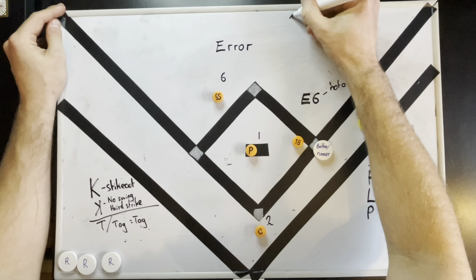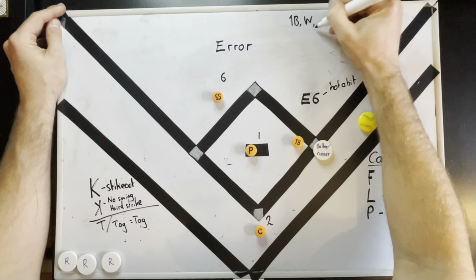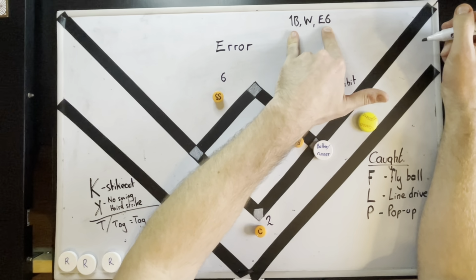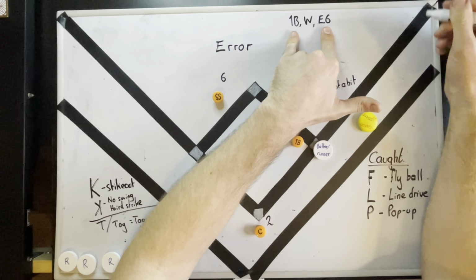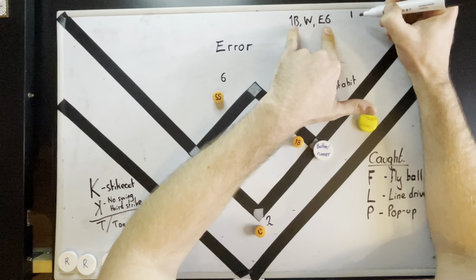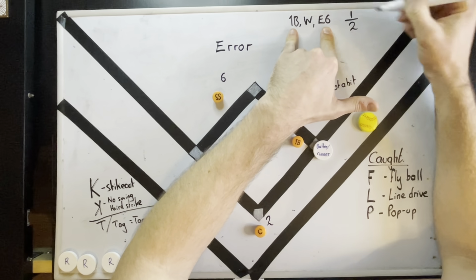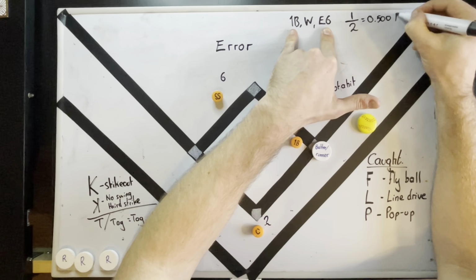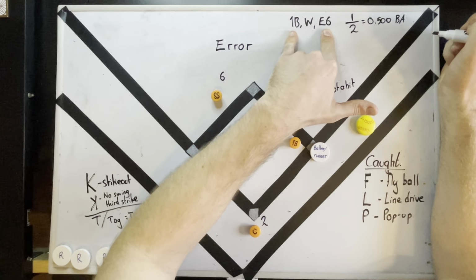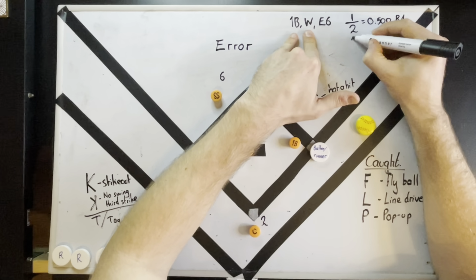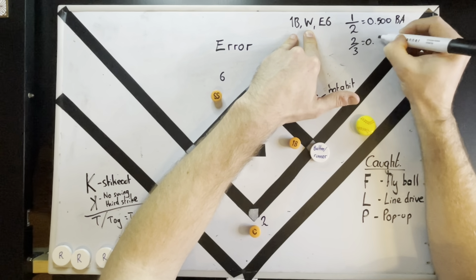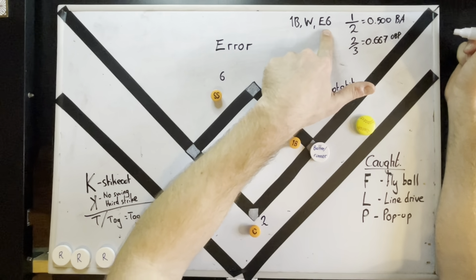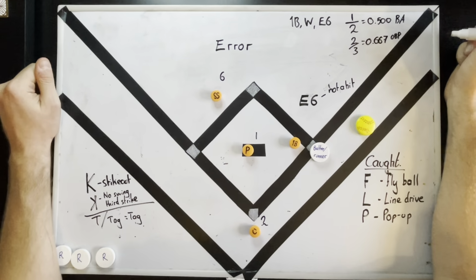So if I got a first base, a walk, and an E6, these two here would count towards my batting average. So I get 1 hit out of 2, because the walk doesn't count. In this case, my batting average would be 0.500. My on-base percentage would be 2 out of 3, so a 0.667 on-base percentage. So the E6 doesn't count as a hit.